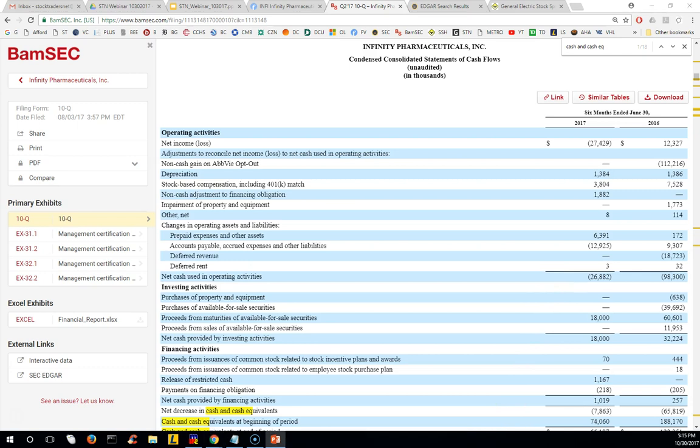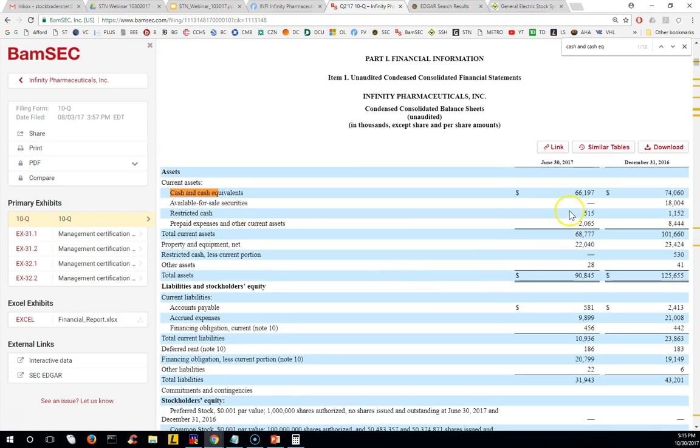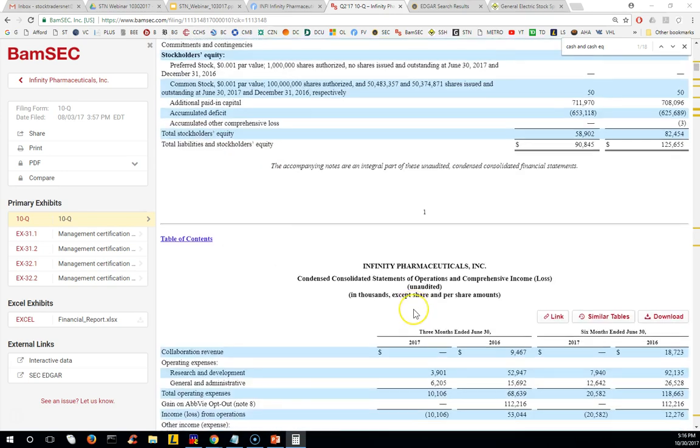But what does that mean to me? I can figure out that if it's 27 million in cash, they're burning about 4.5 million a month. How do I know that? Because they used 27 million over 6 months. It's simple math. 27 divided by 6 is about 4.5 million. So now I know they're burning 4.5 million a month. Why is that important? Because I know that their cash is 66 million. So they have a lot of time left with their current cash availability, almost 15 months' worth of cash.